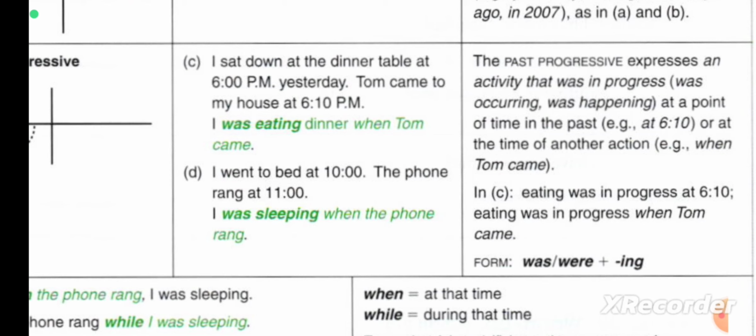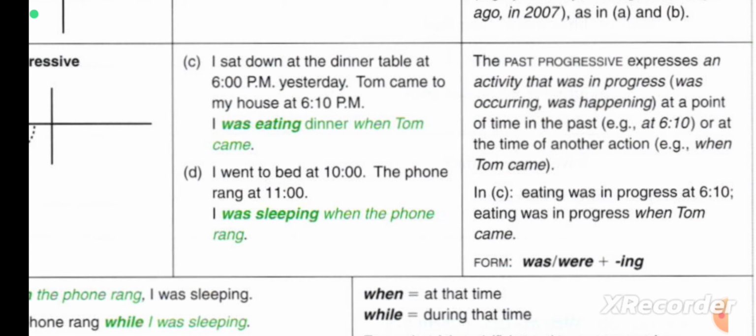Now, here, as you see, we have two actions in this example. I was eating dinner when Tom came. The first action is I was eating dinner. This is the first action, and it is the longer action. This action started at 6 p.m. and continued up to some time.